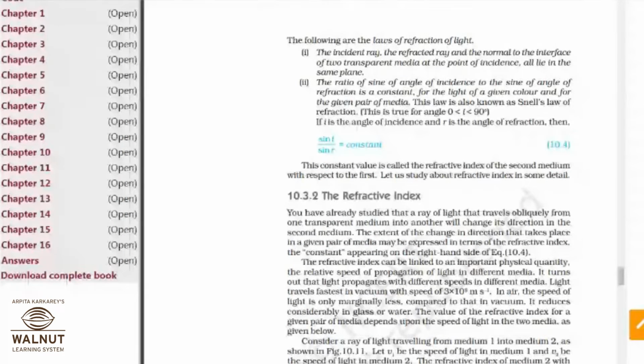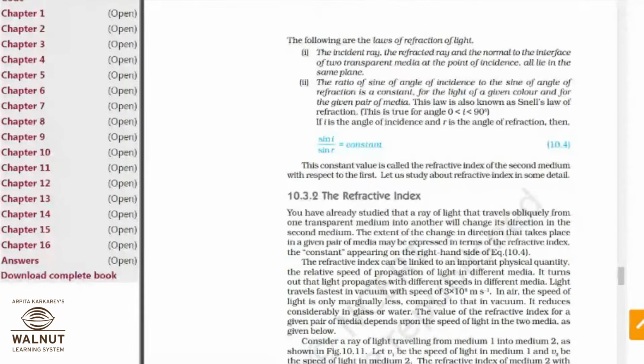You must have learned the laws of reflection in your previous unit. Everyone has understood those laws of reflection. In the same manner, we are going to learn about the laws of refraction also. The first law: angle of incidence is equal to angle of reflection. And the second law is the incident ray, normal, and the reflected ray lie in the same plane. These are the two laws of reflection you have learned.